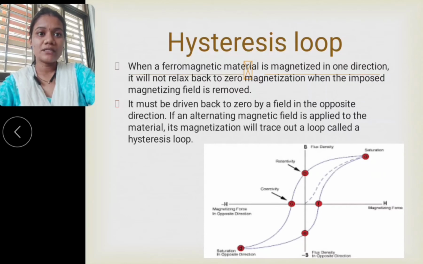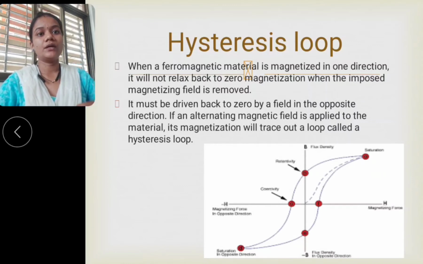To bring it back to zero, we need to apply a field in the opposite direction. If an alternating magnetic field is applied to the material, its magnetization will trace out a loop called the hysteresis loop. This is what we call the hysteresis loop.